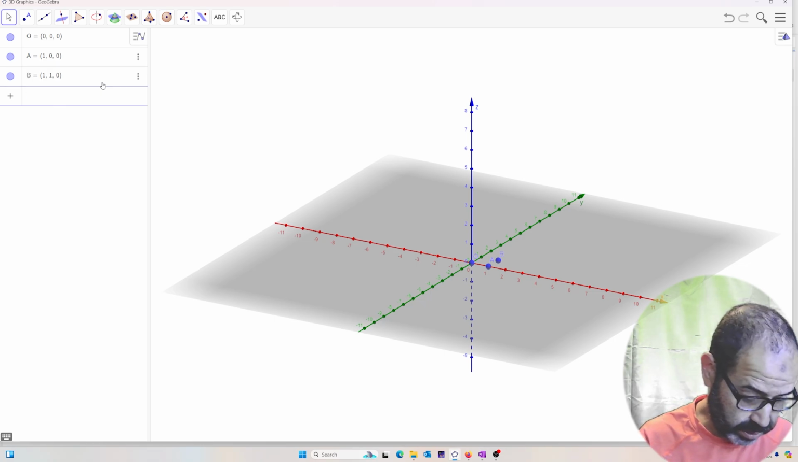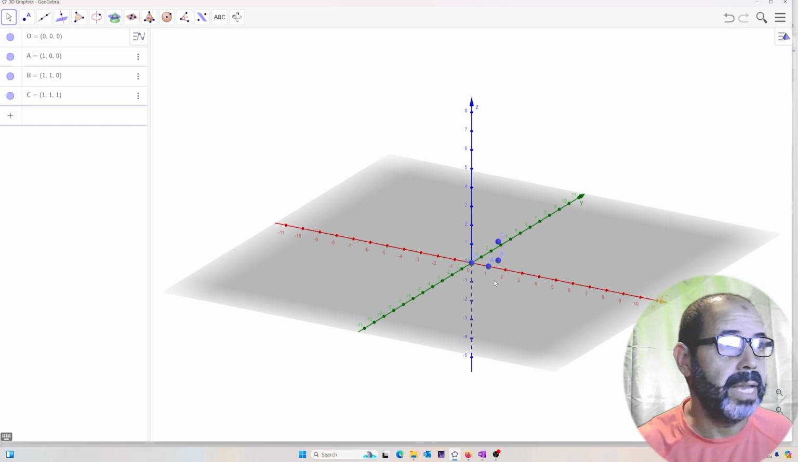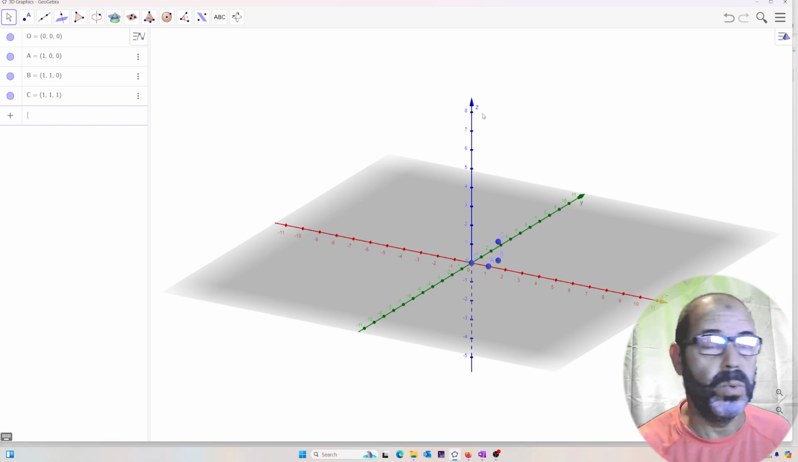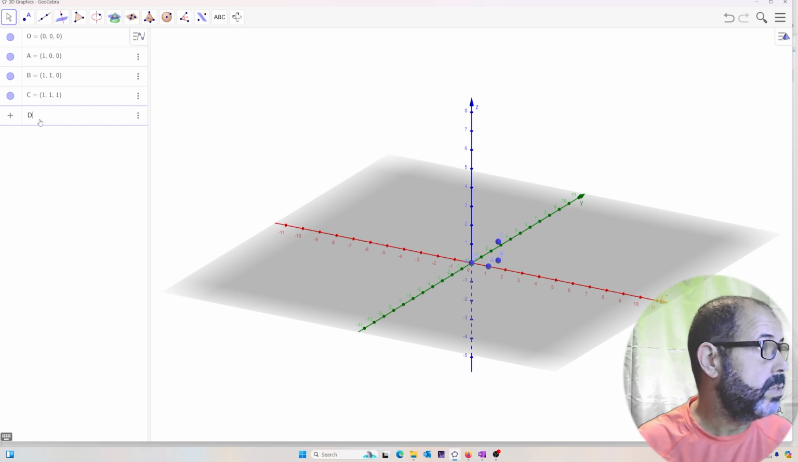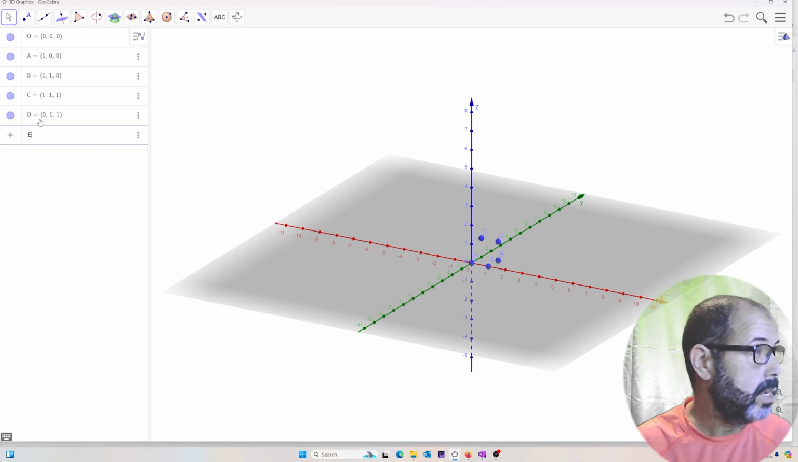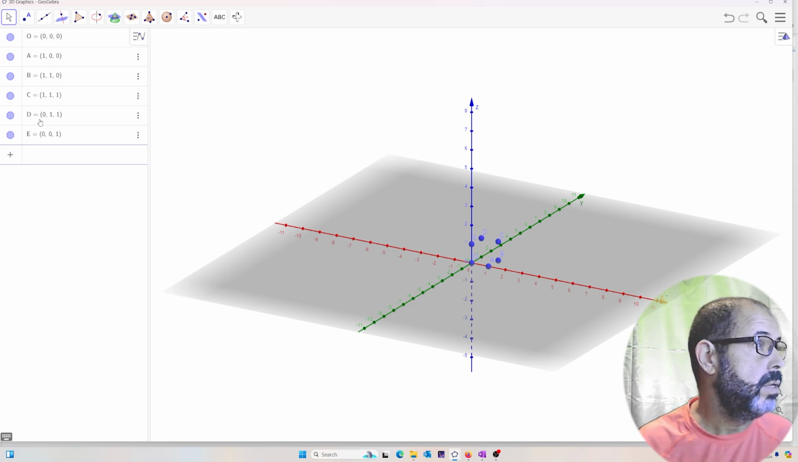I'm going to do the z now, A, B, C. So C is (1, 1, 1). And note that the x-axis is the red one, the y-axis is the green one, and the z-axis is the blue one in GeoGebra. Now D is (0, 1, 1), and E is going to be (0, 0, 1). Okay, and back to the origin.